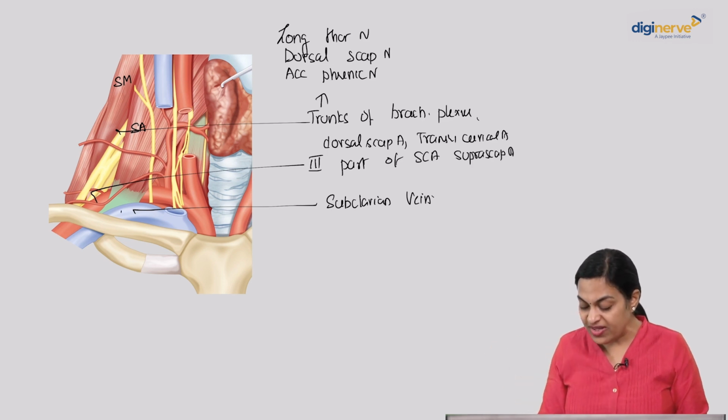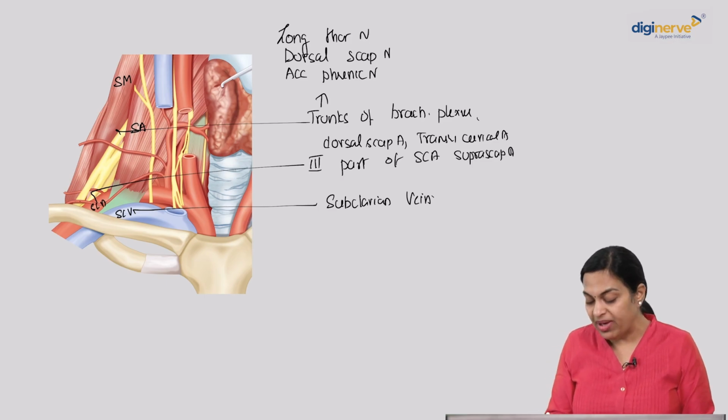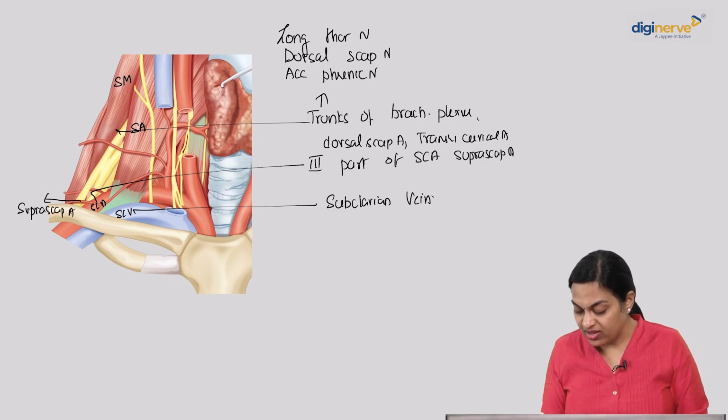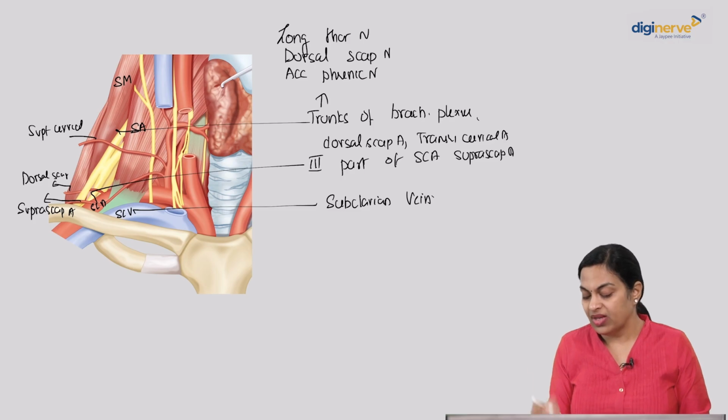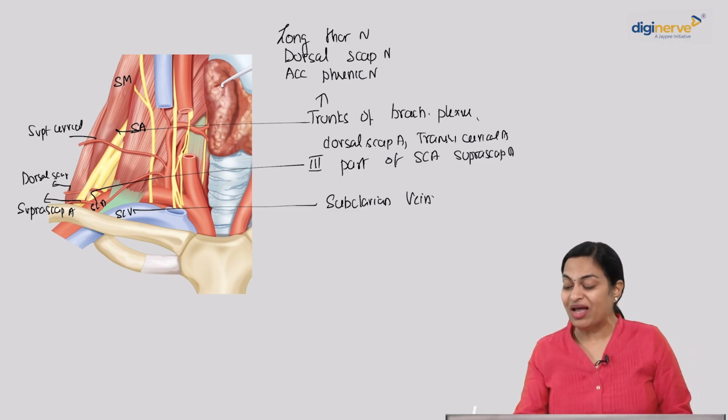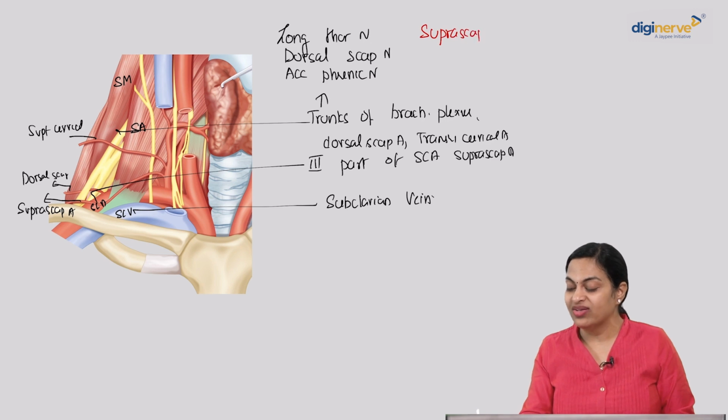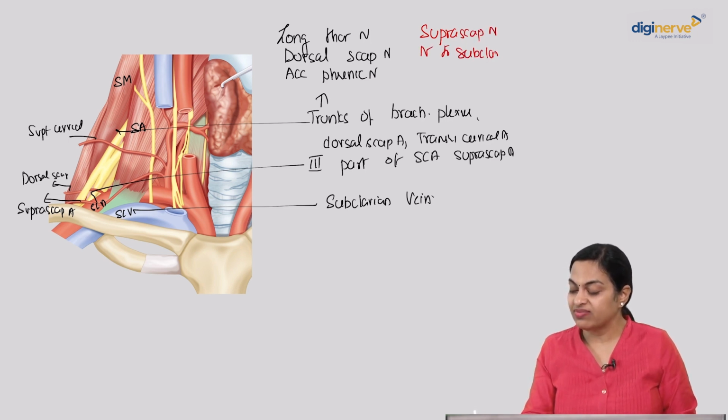Okay, so this is the subclavian vein, the subclavian artery. This one following parallel to the clavicle, that is the suprascapular artery. Yeah, this will be the dorsal scapular artery from the third part. So this is going to be the superficial cervical artery. Okay, and what are the branches from the upper trunk of the brachial plexus? The suprascapular nerve and nerve to subclavius.